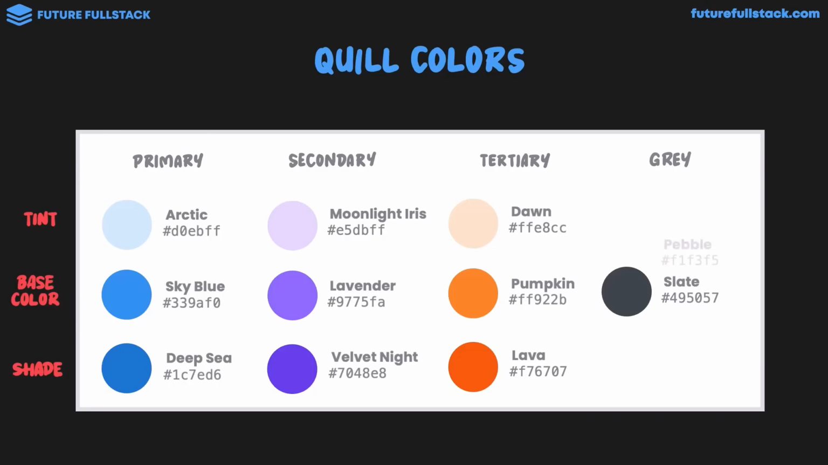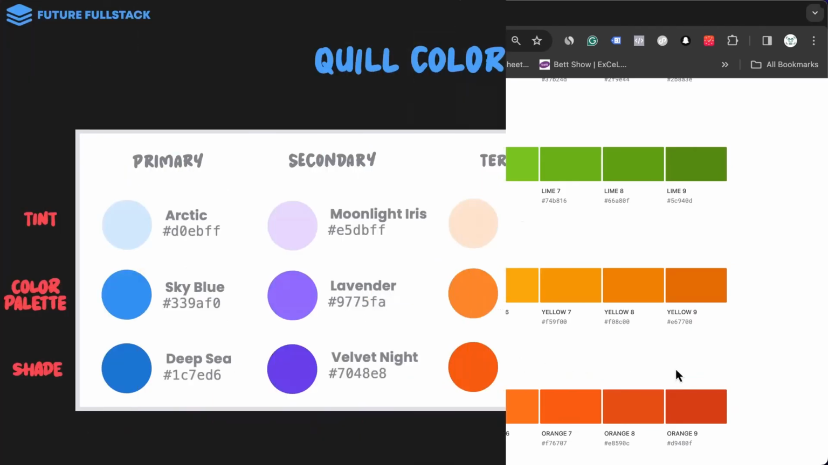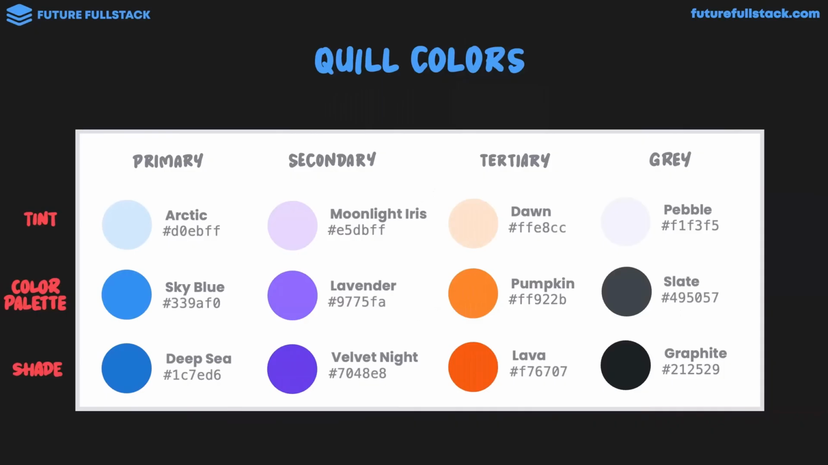For the tint, I'm going to call Pebble, which looks like this. And for the shade, I'm going to call Graphite, and it looks like this. So once again, I just got all these colors from OpenColor. I selected a base color and chose a lighter version as my tint and darker version as my shade. Now, of course, you can add more tints and shades, but I want to keep this simple, and right now we have more than enough colors to work with.